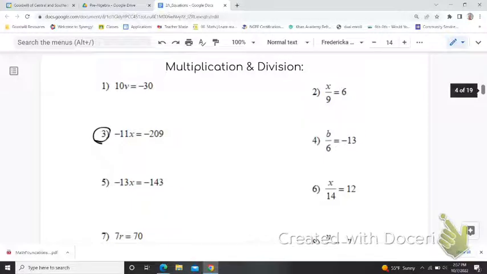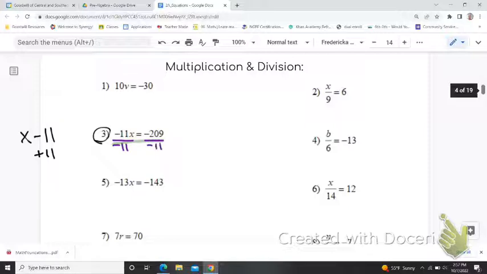But this is not the same as if I wrote that. This would be x subtract 11, and I would add 11. This means negative 11 times x. So to get rid of this negative 11, I need to divide by negative 11.